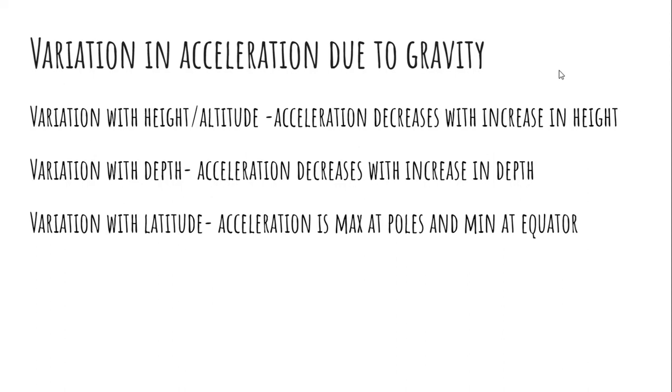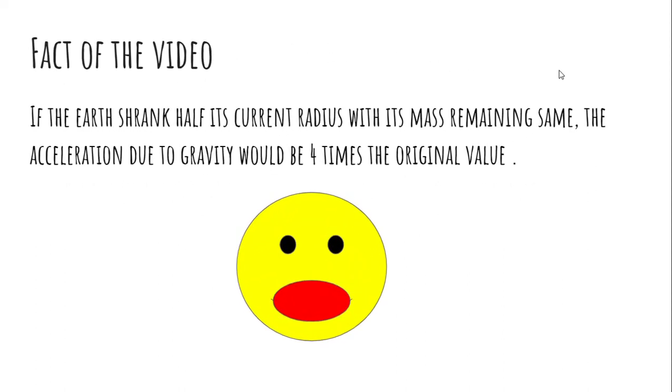So then the fact of this video is: if the Earth shrank to half its current radius with its mass remaining the same, the acceleration due to gravity would be 4 times the original value. This is more like a theory since you can't exactly shrink an object to half of its current radius and keep its mass the same. So it's like a theoretical fact.